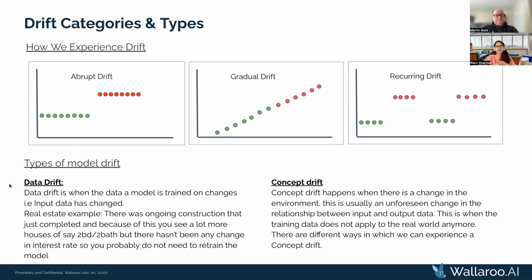How we experience drift, there are three common patterns for it. I'll be talking about abrupt drift, gradual drift, and reoccurring drift. So abrupt drift is when things change overnight, causing your model to drift. A pandemic like COVID is a good example for this, where you suddenly saw people buying office furniture to set up a home office and everyone working from home.